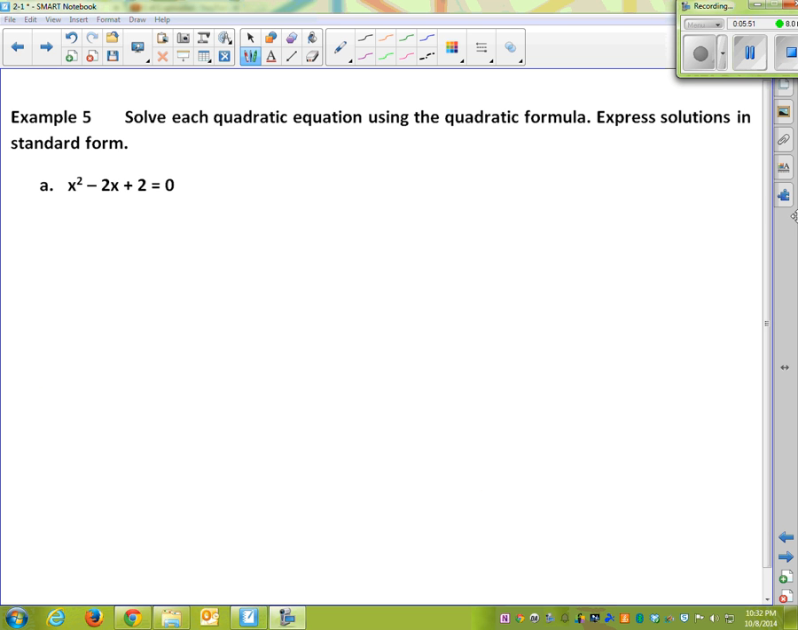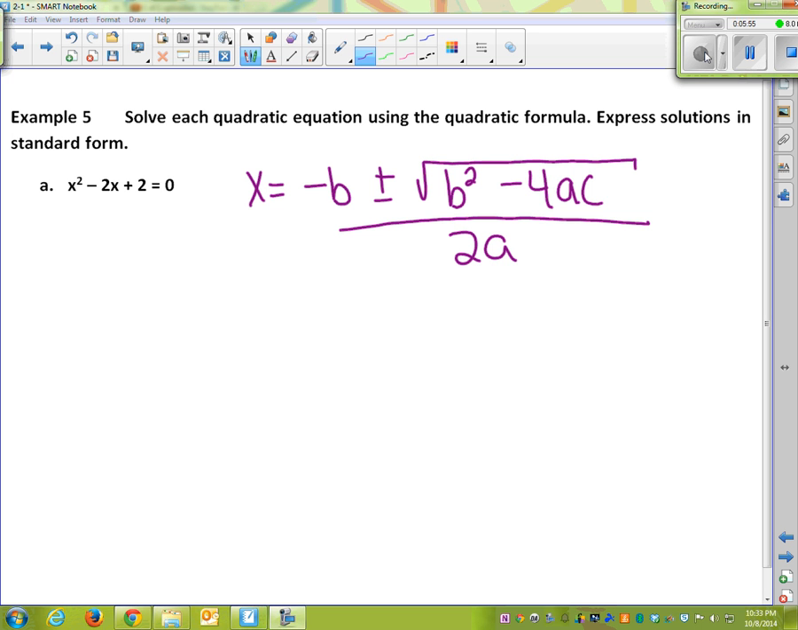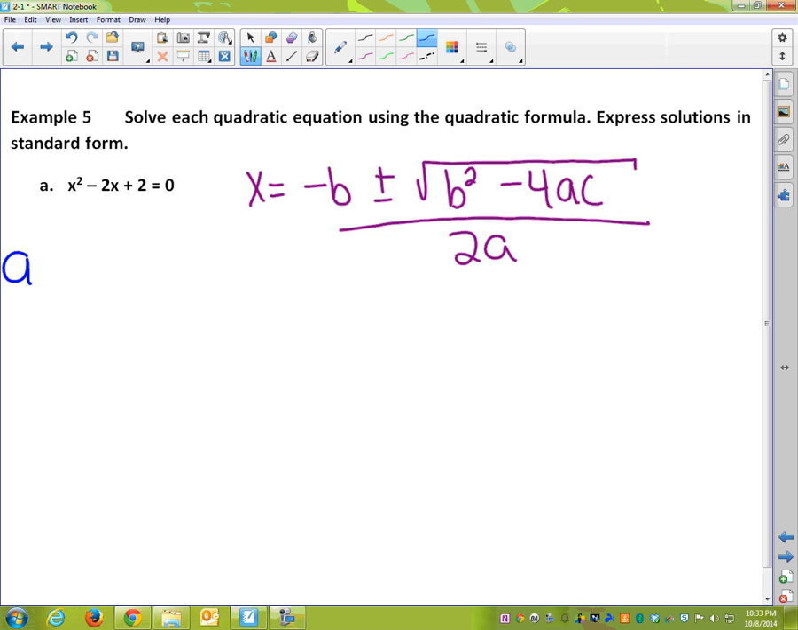The first thing I want to do is write out what the quadratic formula is. So here's the quadratic formula. We need to assign what a, b, and c are. A is 1. It goes with our first term. B is negative 2. C is positive 2. So they just go in order with the coefficients, A, B, and C.